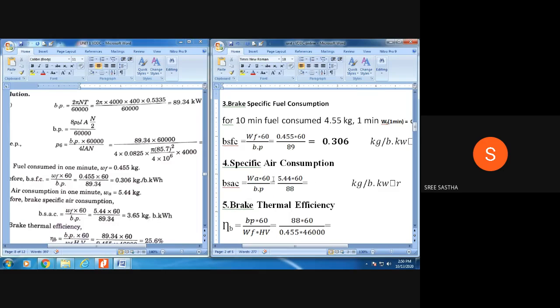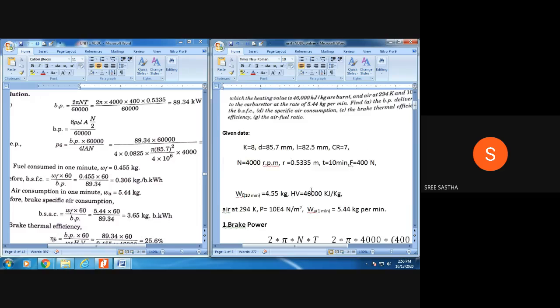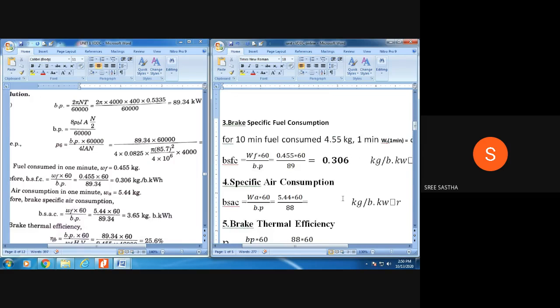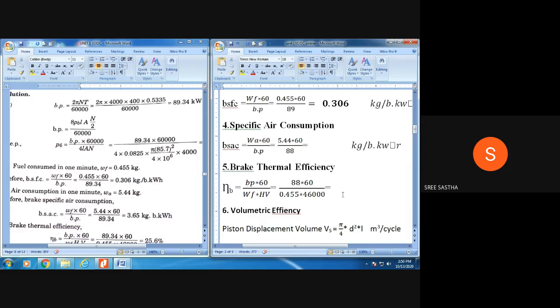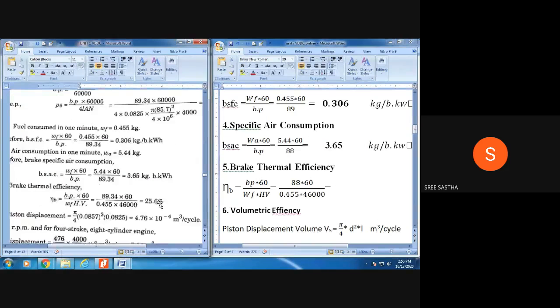So now see brake specific air consumption, same formula, but WA is directly given per minute. You can see here, WA is directly given per minute, that is for 1 minute. So no need of any conversion. Okay. So it is coming 3.65. This is the fourth answer. That is the fourth value he has asked. Okay. Next, brake thermal efficiency.